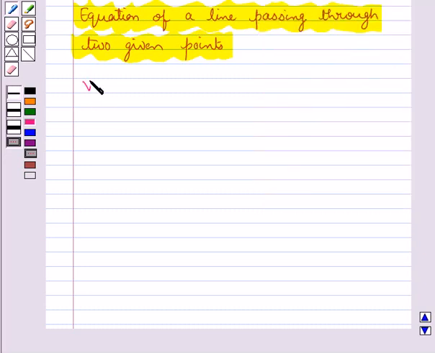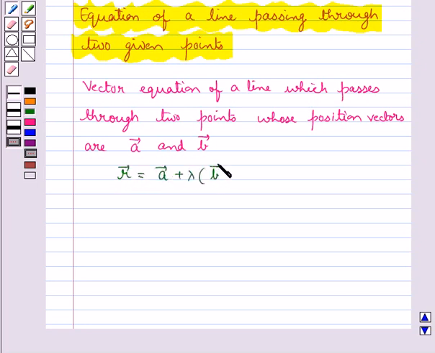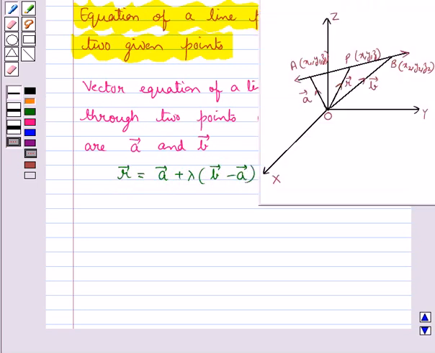So we have the vector equation of a line which passes through two points whose position vectors are vector a and vector b, given by vector r equal to vector a plus lambda into vector b minus vector a. We have the coordinates of point A as x1, y1, z1 and coordinates of point B as x2, y2, z2, and the coordinates of point P are given by x, y, z.